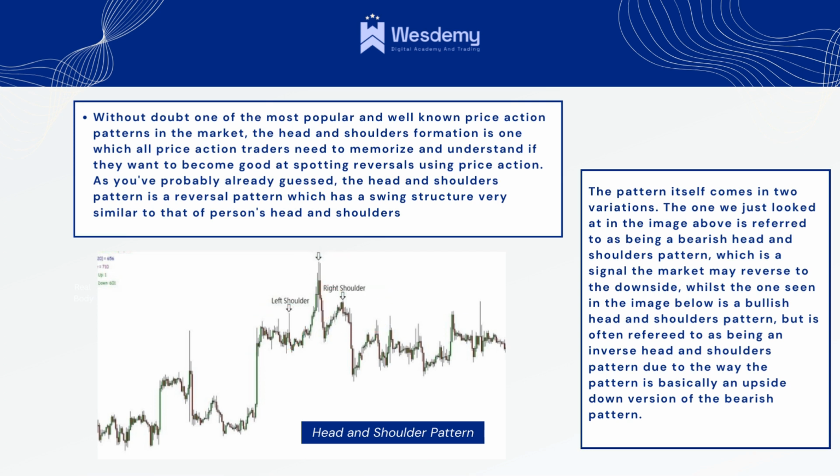Now the pattern comes in two variations. The one we just looked at in the image above is referred to as the bearish head and shoulder pattern, which is a signal that the market may reverse to the downside. Whilst the one I'm going to be showing you in the next slide is the inverse head and shoulder pattern, which shows a reversal from a bearish market to a bullish market.